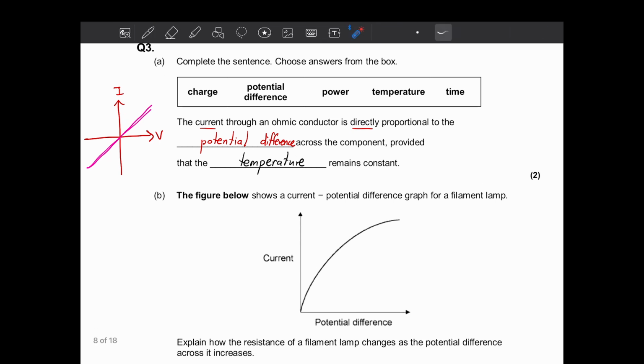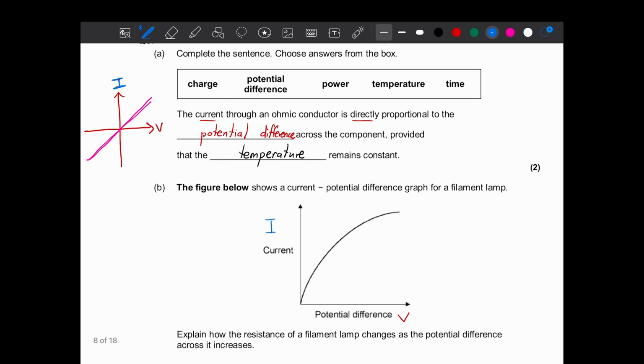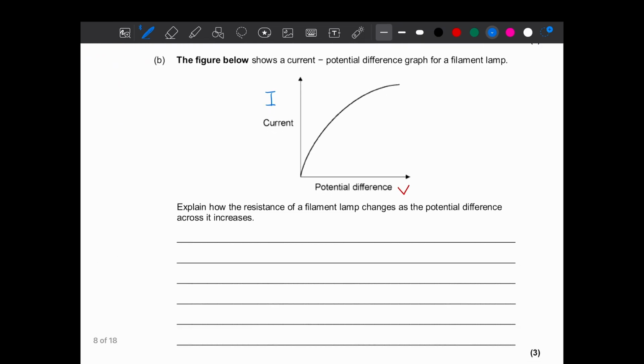Here, moving on to part B, we've got another IV graph. Remember, your current is I and your potential difference is V. So color coding that on my initial graph, really. That's I in blue. Okay. You've been asked to explain how the resistance of the filament lamp changes as the potential difference across it increases. So what happens to resistance as potential difference goes up? Once again, pause the video if you'd like to try this yourself.